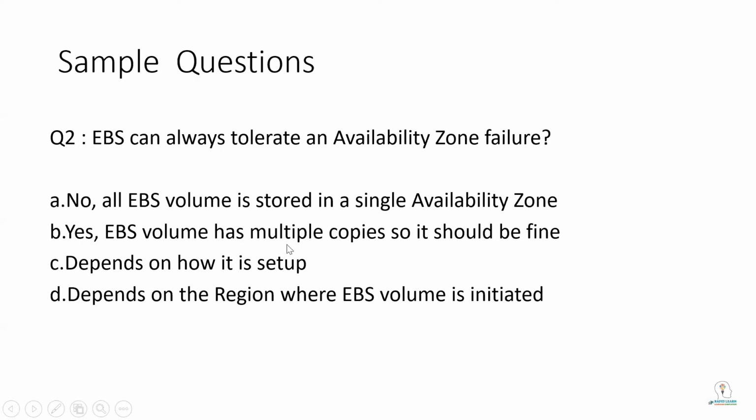B. Yes, EBS volume has multiple copies, so it should be fine. Even though it has multiple copies in an availability zone, if the availability zone goes down, it cannot retain it, so it could not be the answer. C. Depends on how it is set up. There is nothing you can set up, so it could not be the answer. D. Depends on the region where the EBS volume is initiated. It couldn't be the answer.